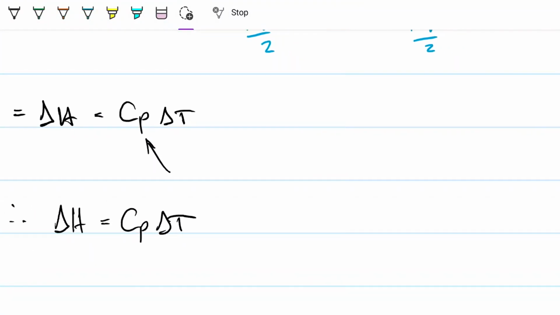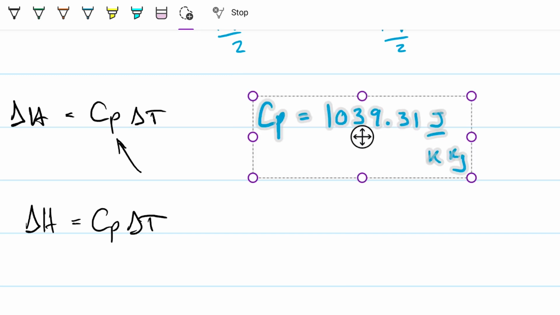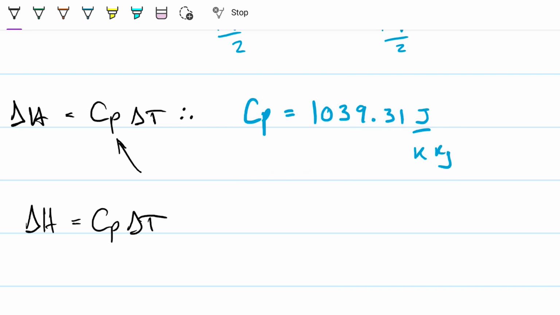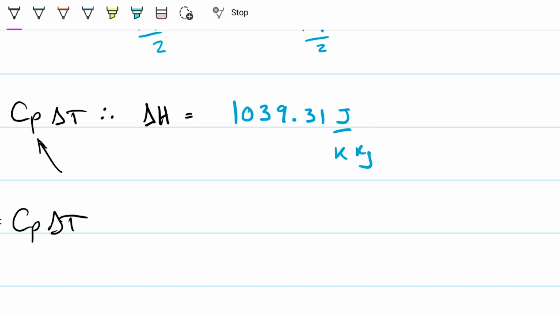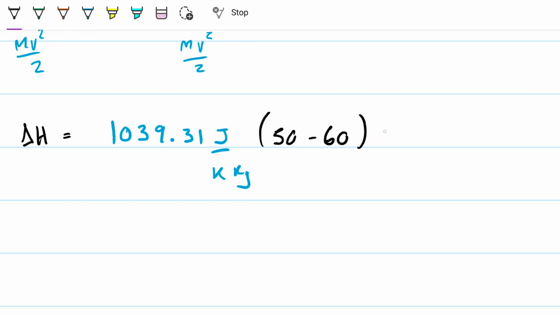All right, so here we're trying to find a delta H. Relating this back, C sub P is this, so therefore my delta H is simply C sub P times delta T. The outlet is 50, the inlet is 60. Celsius or Kelvin, it doesn't matter, we're going to have 10 as the difference.